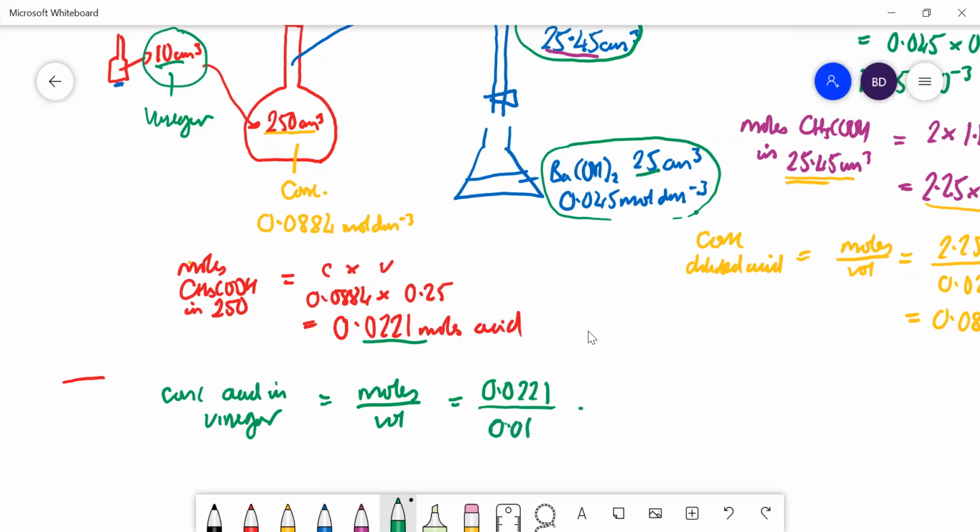dm cubed. So that gives us an answer of 2.21 moles per decimeter cubed. That is the concentration of ethanoic acid in the original vinegar, which to me seems very high. I don't think vinegar is ever anything like as strong as that, but that is the correct answer. Okay.